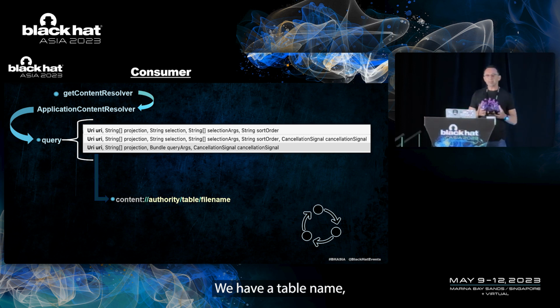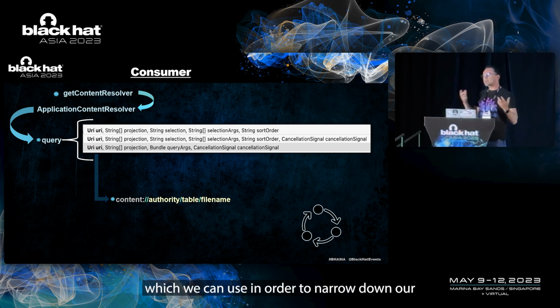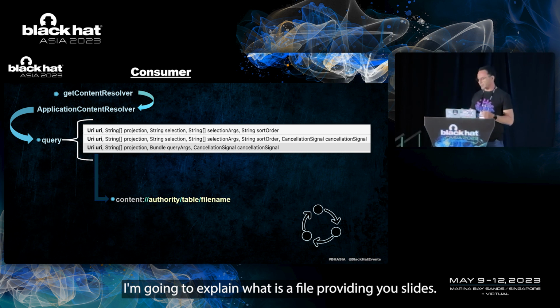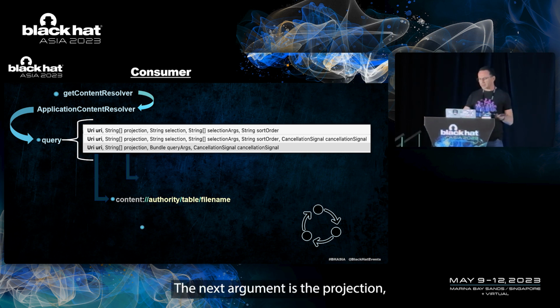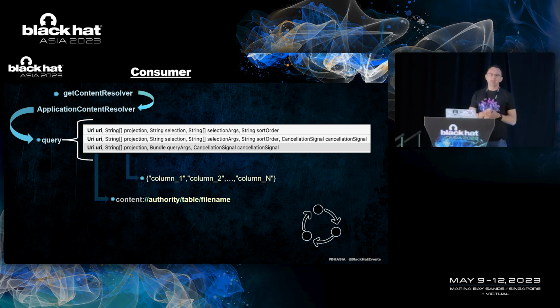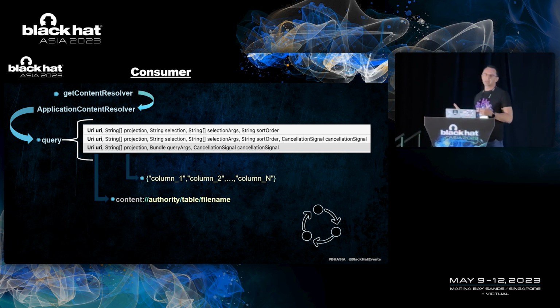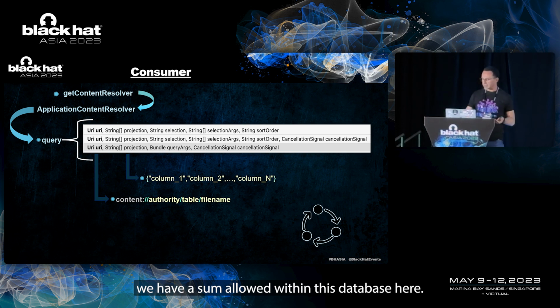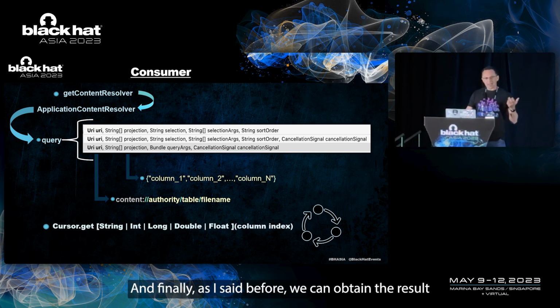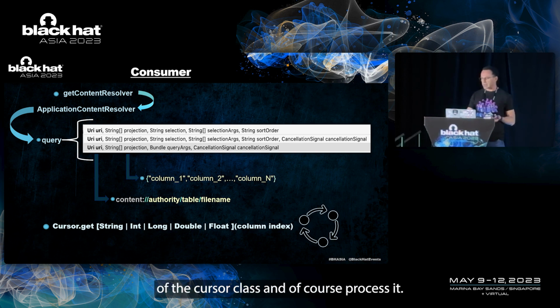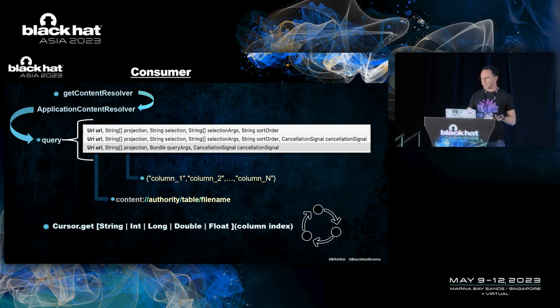We have a table name, which we can use in order to narrow down our query to a specific subset of data, and a file name in case we are dealing with a file provider. I'm going to explain what a file provider is in a few slides. The next argument is the projection, which is an array of strings with column names of the table that we want to query. So as you understand, we have a similarity with an SQL database here. And finally, as I said before, we can obtain the result using one of the get methods of the cursor class and, of course, process it.